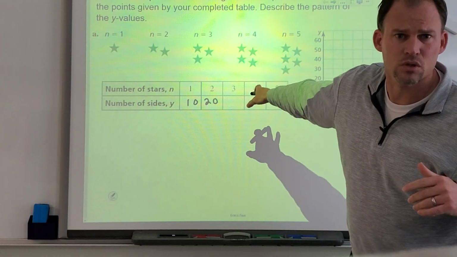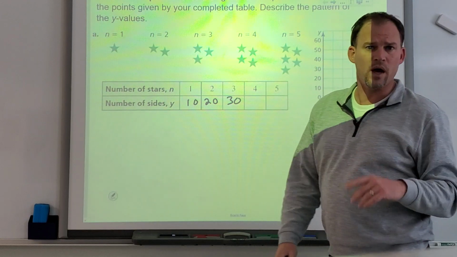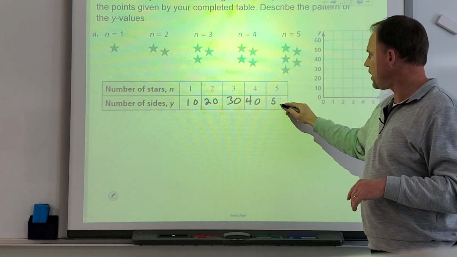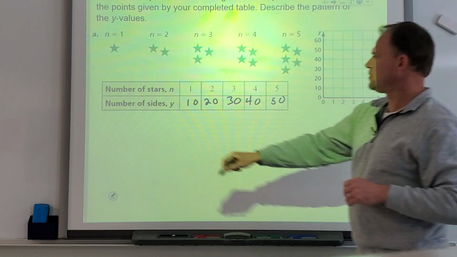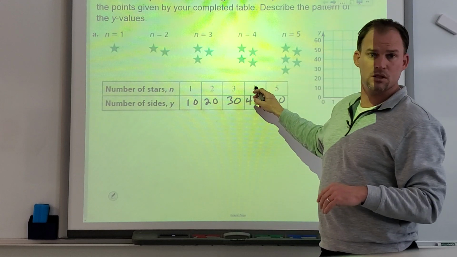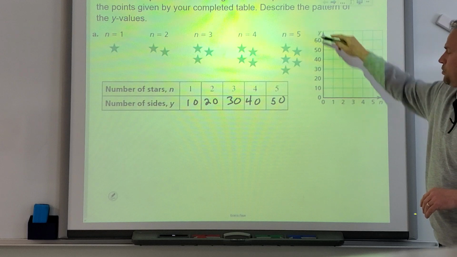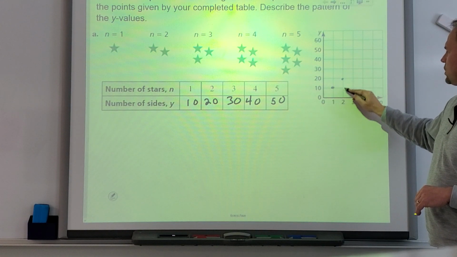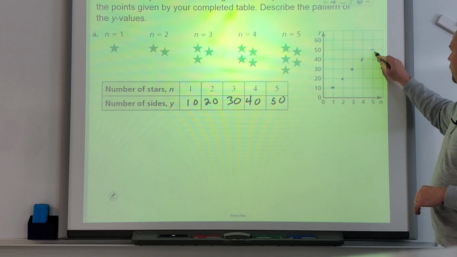write this in your notes, okay? Write it down. Pause the video if you have to. 4 stars would have 40, 5 stars would have 50. Now, come to our chart. So, number of stars n, of course, this is our input. This is our output. Input goes down here, output goes here. So 1 star had 10 sides, 2 stars had 20 sides, 3 stars 30, 4 stars 40, 5 stars 50.